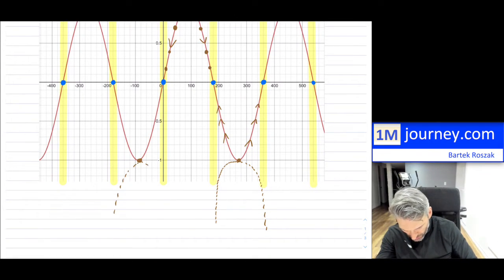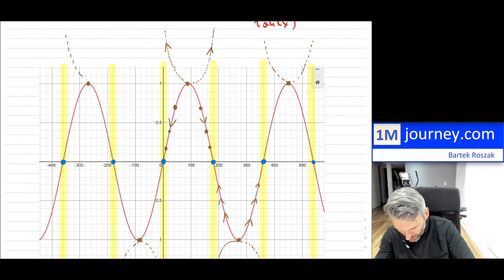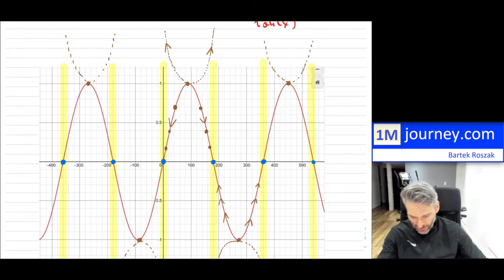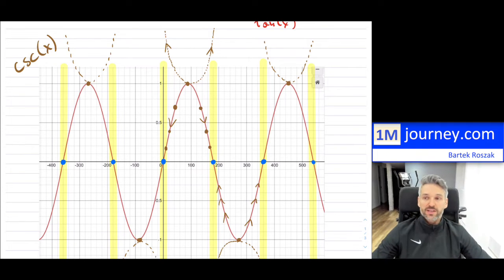So this is going to look like this, and then this is going to start looking like that. And that would be the plot of your function, which is the reciprocal. So this would be the plot of cosecant. So that's what we would have there.